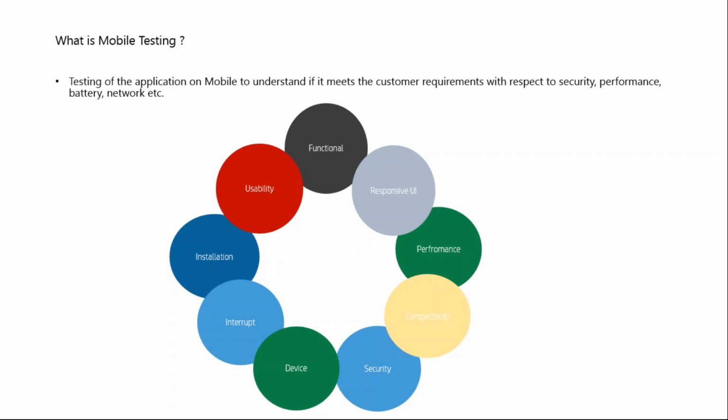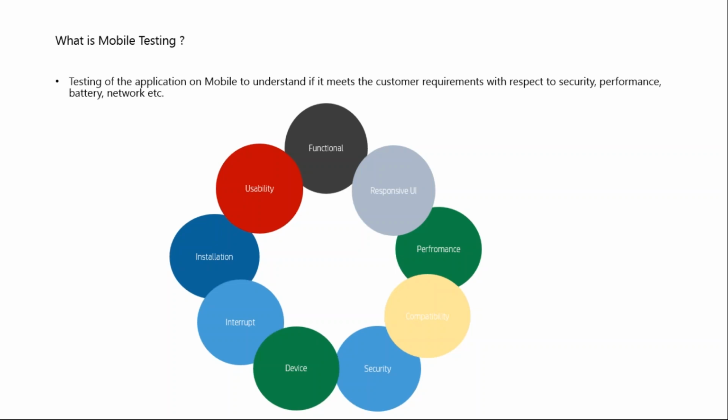Devices, as I said, we have to achieve the coverage. So we have to test mobile applications on different set of devices. Interrupt testing. This interrupt testing means, for example, if you are running an application, and all of a sudden you get a call, right? So how does your application behave in case of such interruptions is to be tested. So this is the interrupt testing that we will be covering.